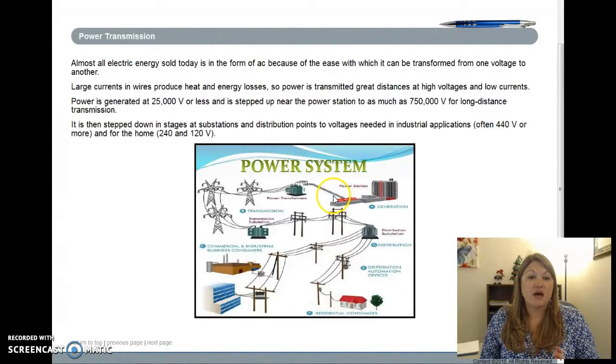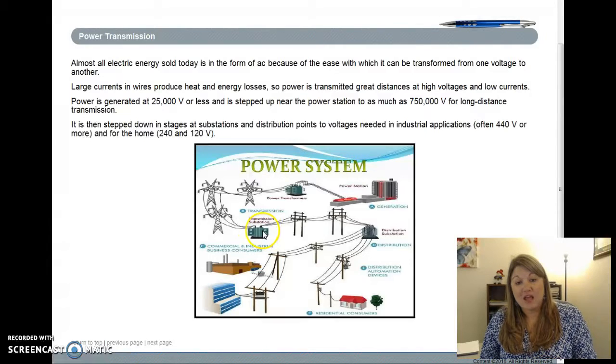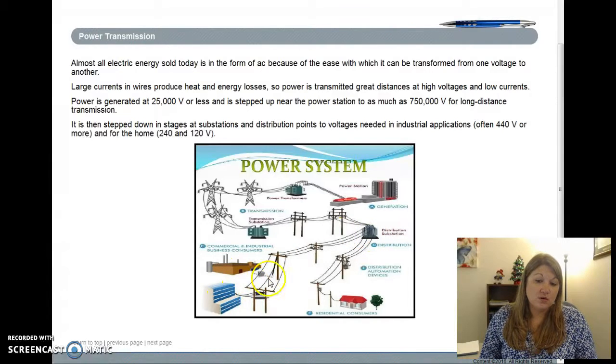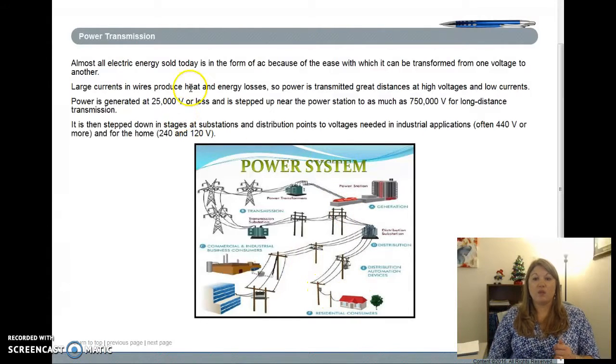It comes out at about 25,000 volts, gets to this huge transformer here, and it's stepped up to 750,000 volts, carried on these massive lines through the countryside. It gets to this substation right here where it's transformed again, stepped down maybe back to about 25,000 volts. It gets to a distribution substation here, and that's where it's stepped down again to around 440 if we're going industrial, or 240 to 120 if we're going residential. And that's how it works.